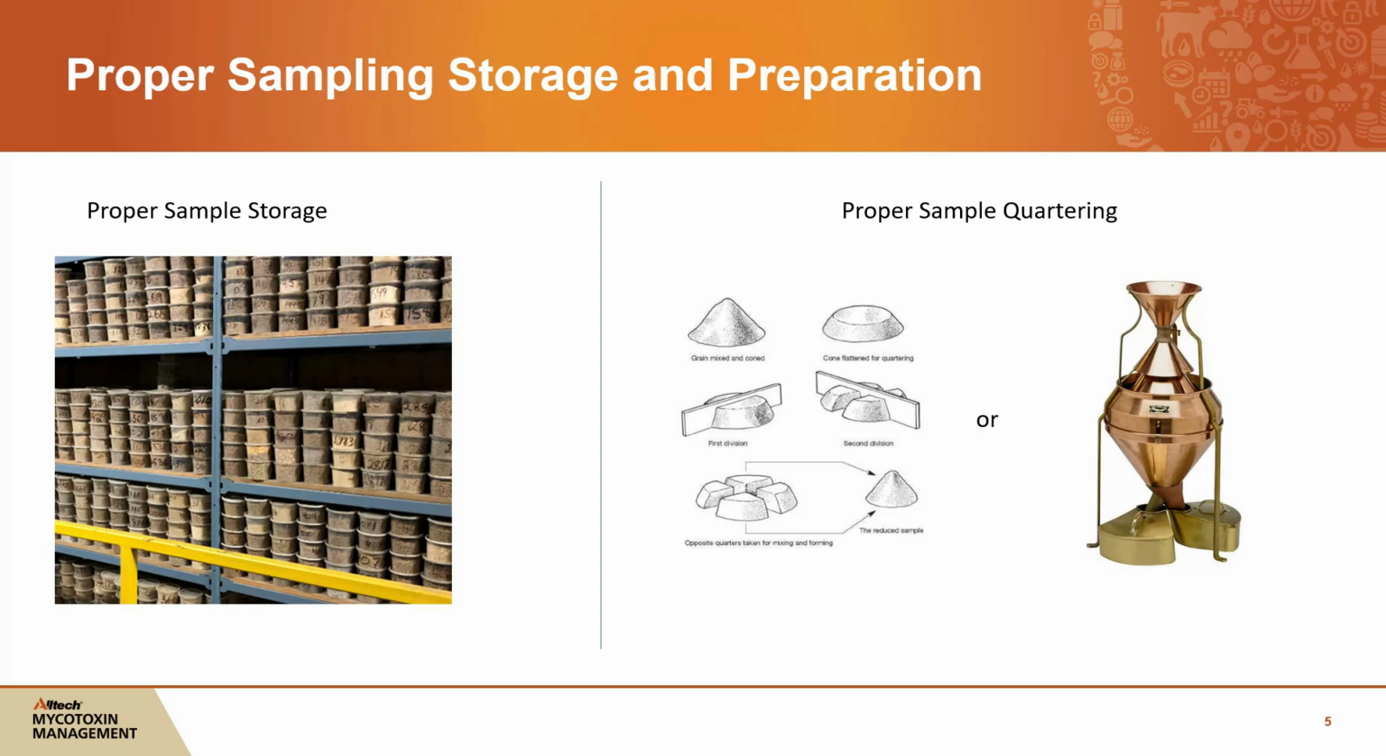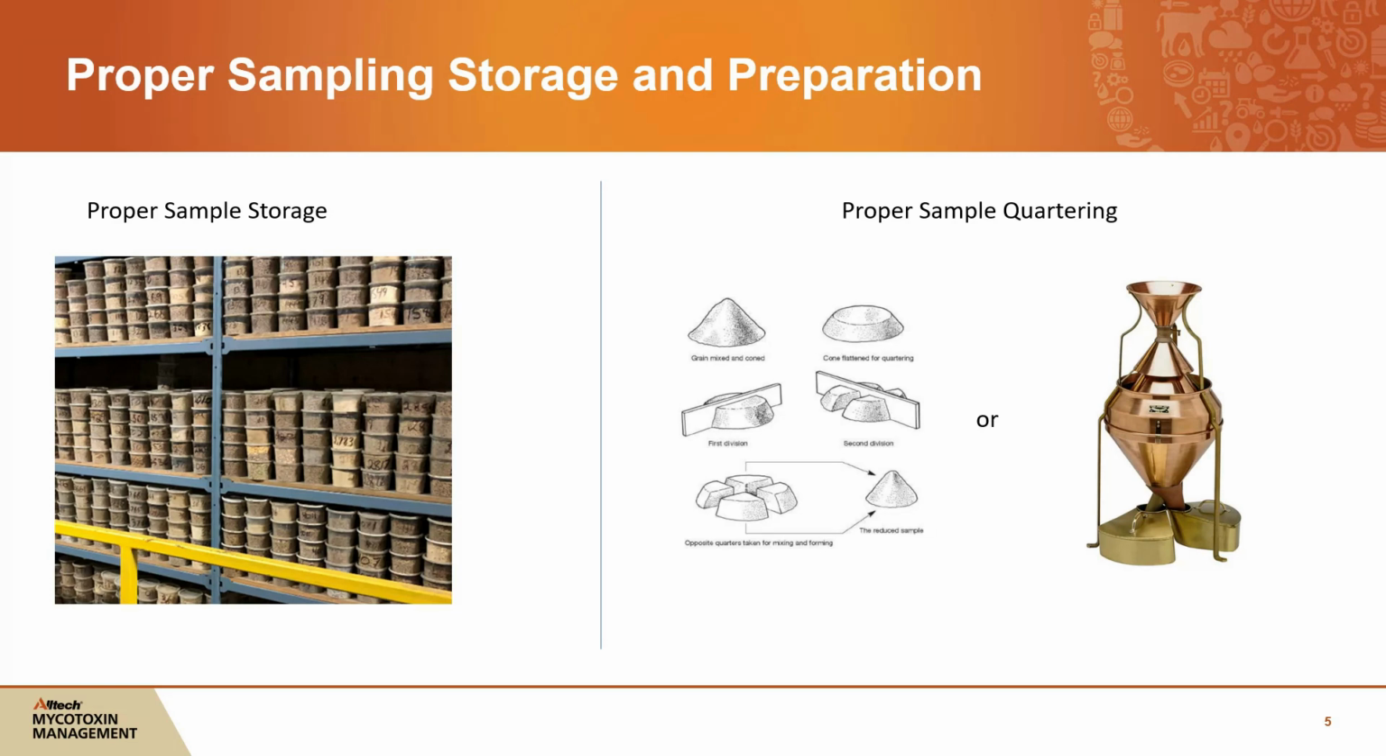Then there's sample preparation. Some mills have to worry about sample preparation, some mills do not. But to properly prep a sample, we recommend doing some type of a sample quartering to reduce the size of your sample. Generally, for a mycotoxin test, you don't need 10 pounds or a couple pounds of sample. You just need a few grams.